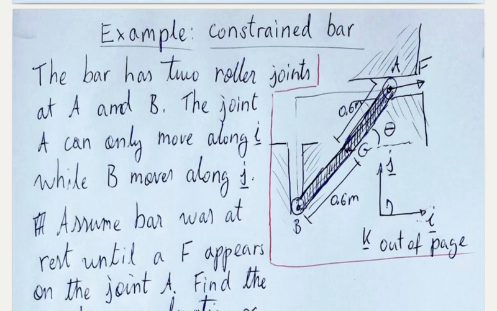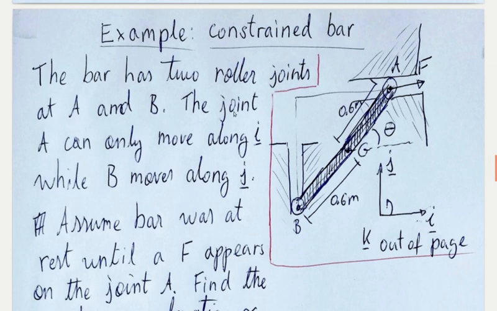The interesting thing about this question is we're going to imagine that this is part of some mechanism, and we're going to apply a force at A. We're going to ask ourselves, how much will this force vector accelerate the change of angle theta? So imagine the bar is initially at rest, and then suddenly this force appears.